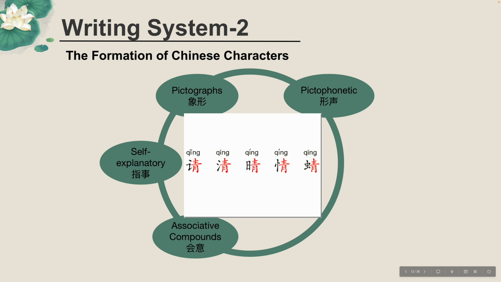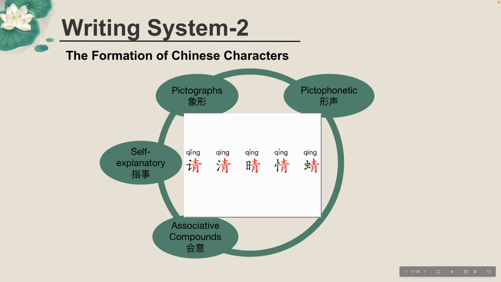The second character is 清. 清 means clear water, and the radical on the left is 三点水. 三点水 is related to water. The third one is 晴. 晴 means sunny day, and the radical on the left is actually sun, 日. The fourth one is 情. 情 is feelings, emotions, and the radical on the left is the heart, 竖心旁. The last one is 蜻. 蜻蜓 is the dragonfly, so the radical on the left is actually the bug.